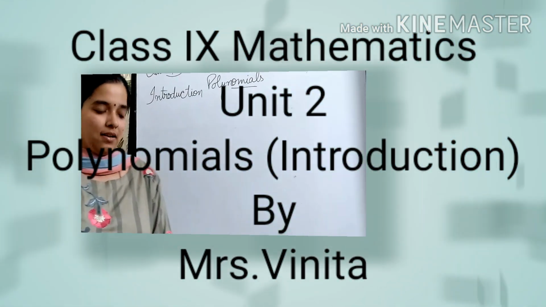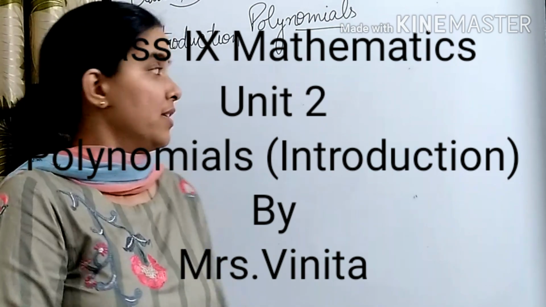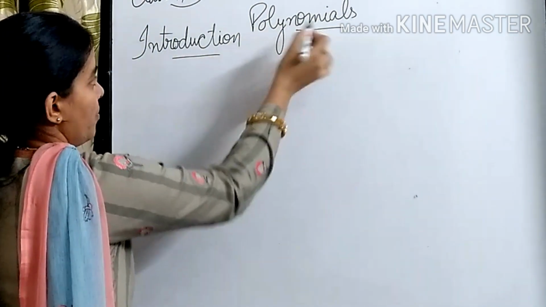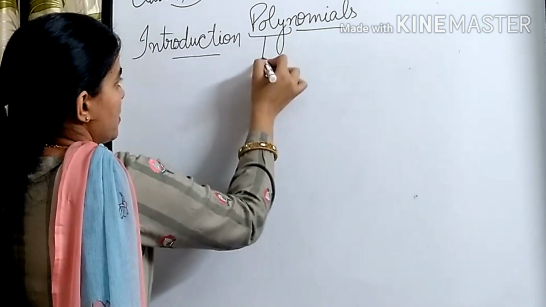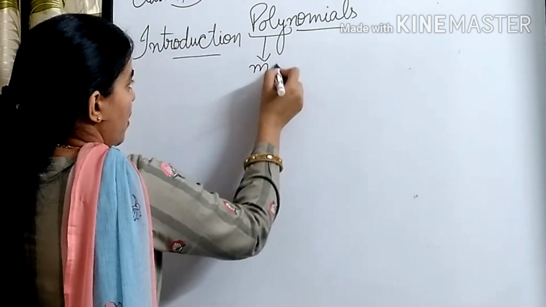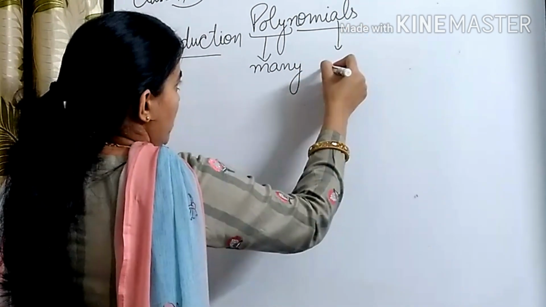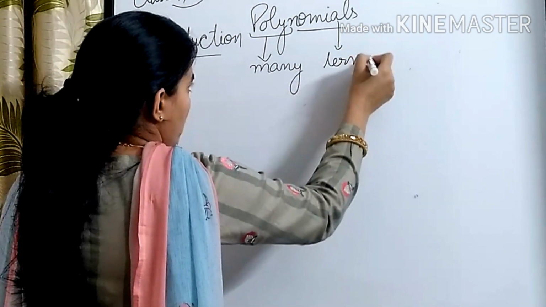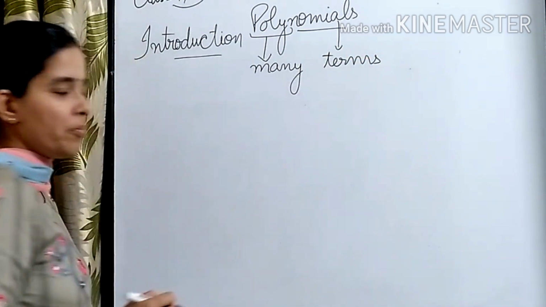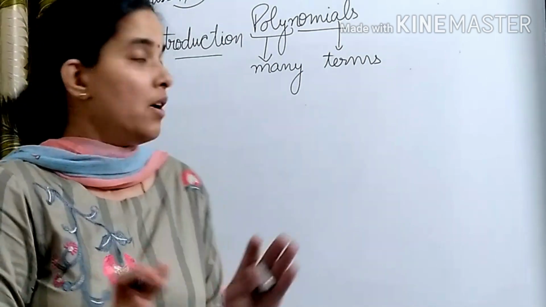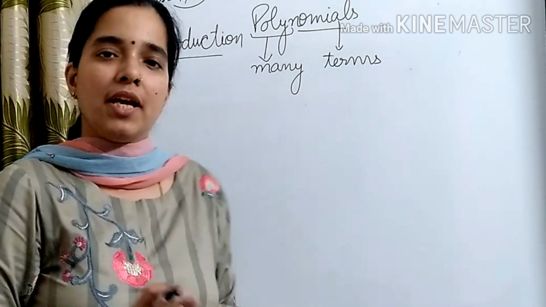NCERT book, ninth class. So, polynomials, I will start with the name. What is the meaning of polynomials? Poly means many, and nomials means terms. So, polynomial means where there are many terms. Okay, this is simply the meaning of the polynomial.